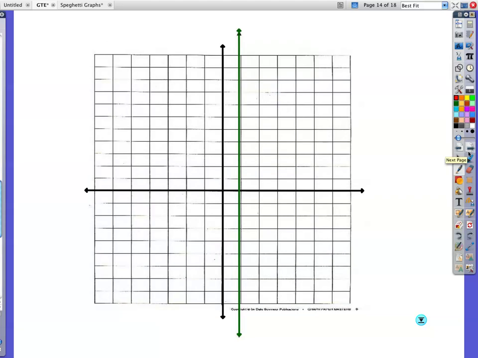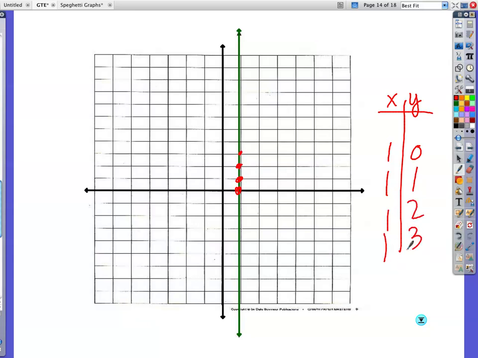We got to go through this just because it's a special case. Let's see. What does the table look like? Here's a point. It's 1, 0. Here's a point. It's 1, 1. Here's a point. 1, 2. Here's a point. 1, 3. Here's a point. I like to have some negatives in there. 1, negative 1. Here's another point. 1, negative 2. No matter what, my x value is always 1. So x equals 1.